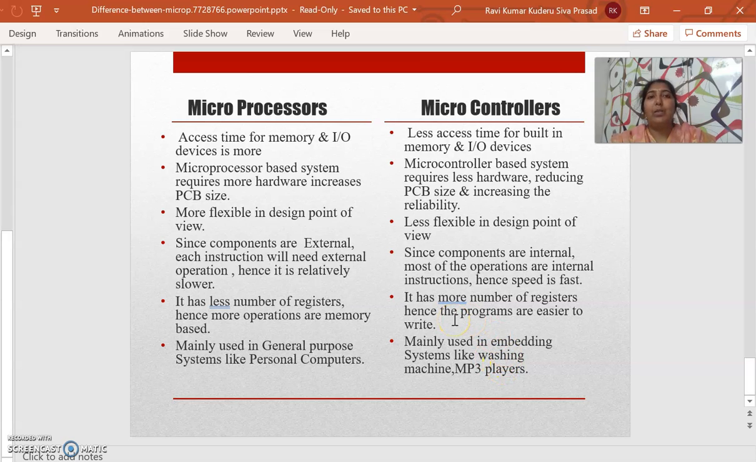In the next class, we'll see one microcontroller architecture, that is the Atmega 328P architecture.